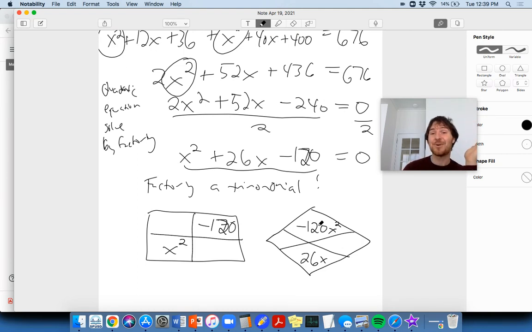Okay, so now I've got negative 120x right here. And 26. This is going to make it a lot easier. I'm thinking maybe 20 and 6, but that doesn't work because this needs to be higher than 26. So 30 and 4. 30 times 4 would be 120, but if I make the 30x positive and the 4x negative, 30x minus 4x is 26x. Here's the magic of this.